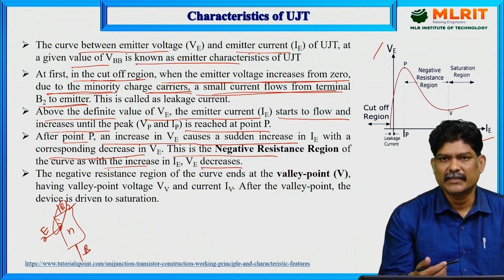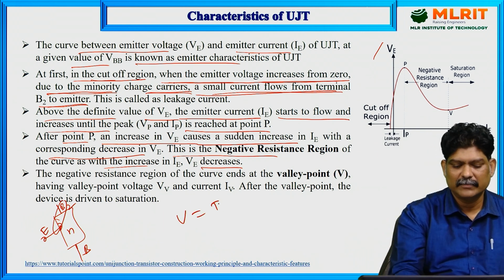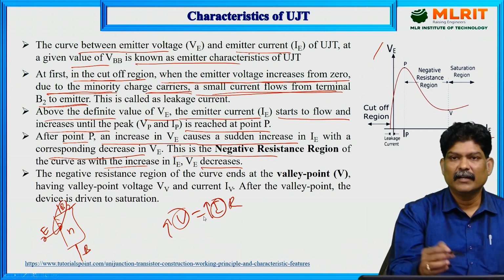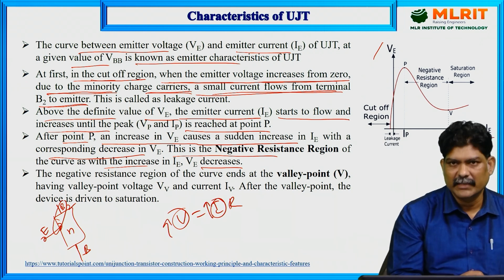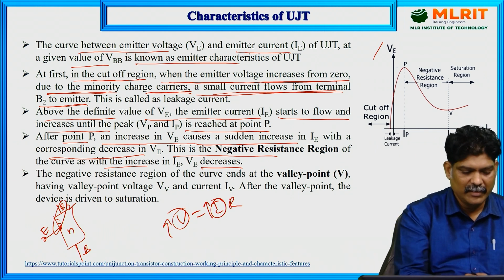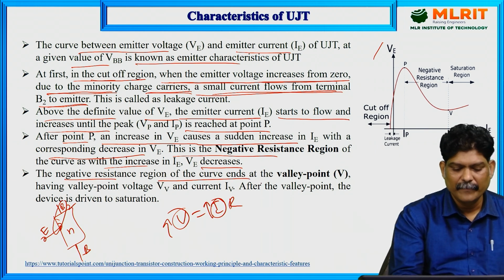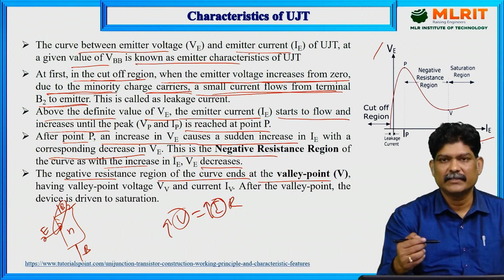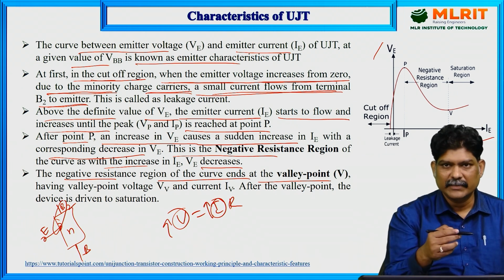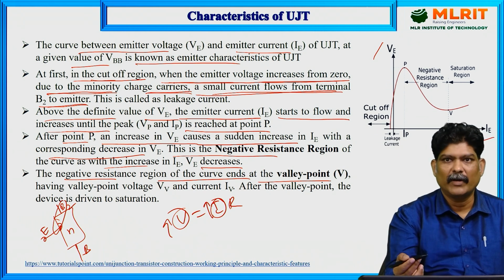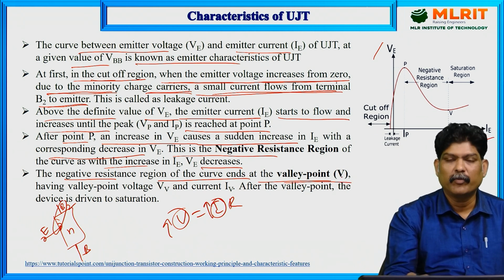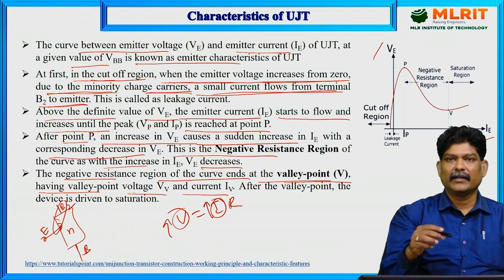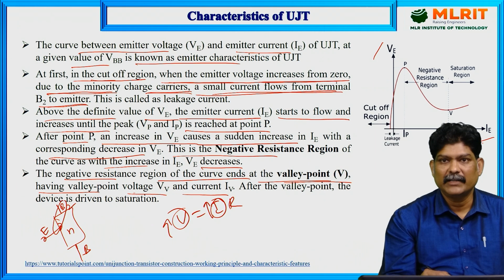As per Ohm's law, V equals IR, so as voltage increases, current also increases. But here, as voltage decreases, current increases. That is the negative resistance region, and it ends at a valley point. This continues up to a certain point called the valley point, having valley voltage VV and the corresponding valley current IV.